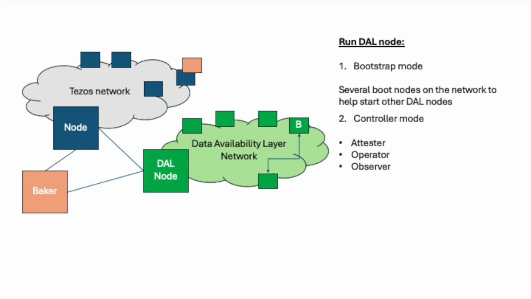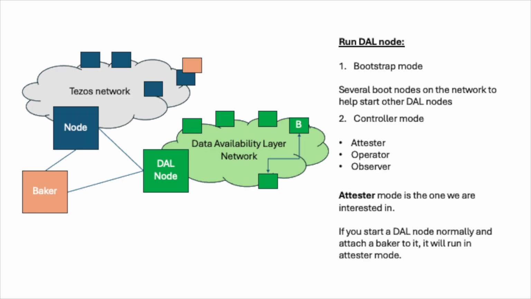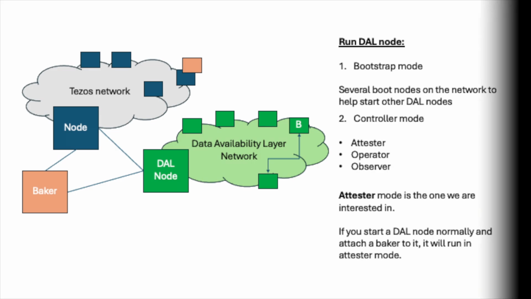The attester mode is the one that's used by a baker. If you just start the DAL node and connect a baker to it, it will work in attester mode. It's actually better to tell the node which baking address it will be working with, but it's not mandatory. So out of the box, the DAL node works as an attester, provided it has a baker connected to it.